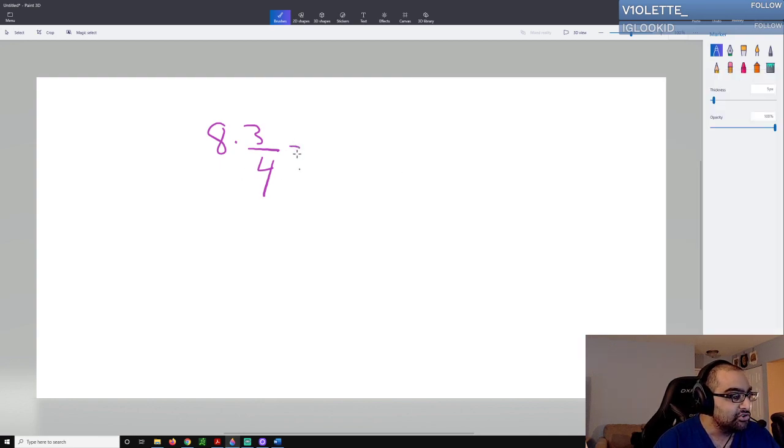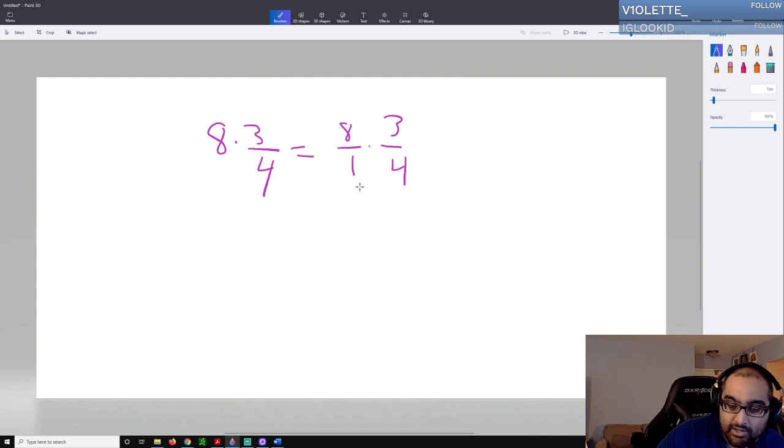So if we look at this here, I'm going to rewrite this particular one as 8 over 1 times 3 over 4. And then we repeat the same actions that we did in the previous problem. So we want to see if we have any numbers in common between the top and the bottom to pare it down. What can we divide by? What two numbers have something in common that we can divide a number by?